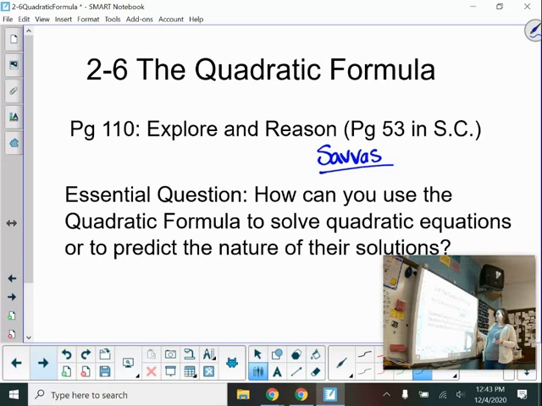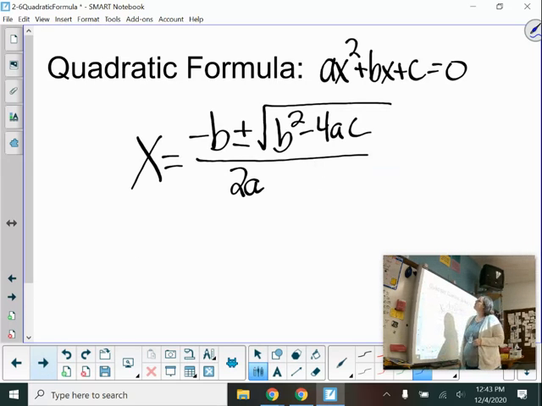So our essential question: how can you use the quadratic formula to solve quadratic equations or to predict the nature of their solutions? The prediction part is going to be part of our second video. For this first video, we're mainly going to focus just on how to use the quadratic formula. So again, here is the quadratic formula. You do have to have your equation set up in standard form, so it does have to be equal to 0. You're going to identify your values for A, B, and C, and then plug them in where appropriate.